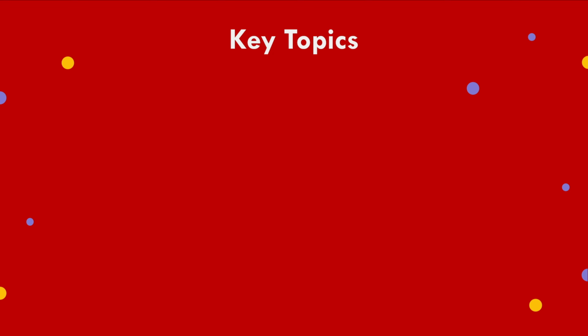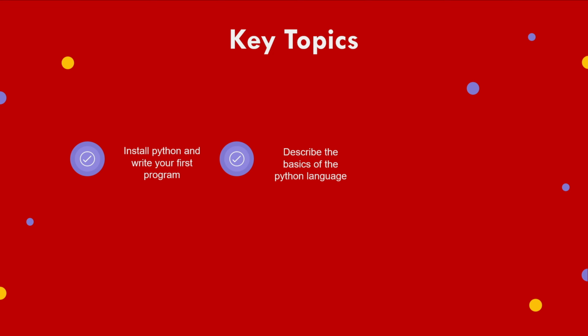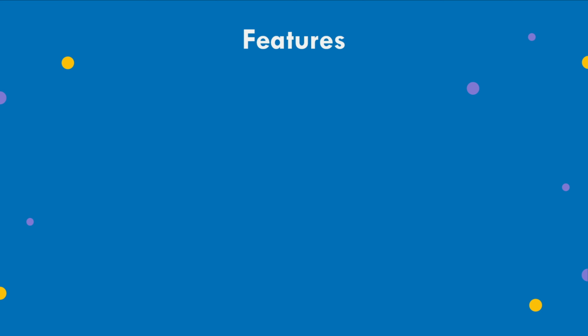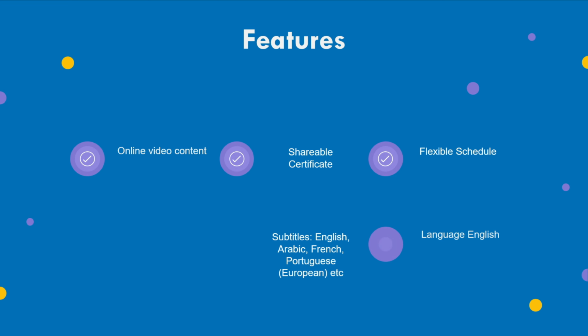Key topics of this course: install Python and write your first program, describe the basics of the Python language, use variables to store, retrieve, and calculate information, utilize core programming tools such as functions and loops. Features of this course: online video content, shareable certificate, flexible schedule.